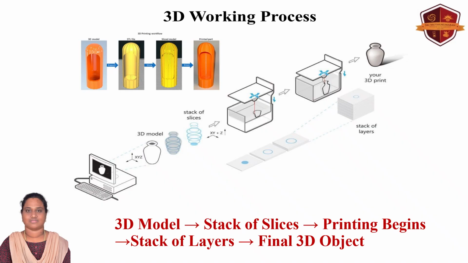Next, step 5. This is the final step. After printing is complete, the object is removed from the printer. If any supports are given, they can be removed. And post-processing may be done, like cleaning, sanding, etc. And finally, the designed object is received as a physical one.